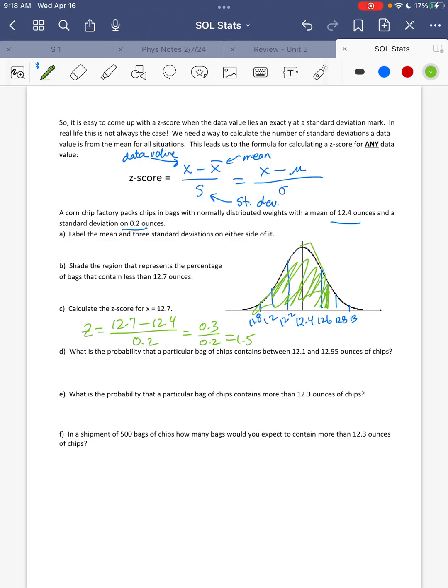Okay. What's the probability that a particular bag of chips contains between 12.1 and 12.95 ounces? So, think about it. 12.1 would be over here, and 12.95 would be really high. So I always draw a picture so I know that I'm getting an answer that makes sense. So it's a really large percentage or a really large probability. So now we're going to go to Desmos and see how to calculate this. So 12.1, 12.95, and our mean is 12.4 and our standard deviation is 0.2.